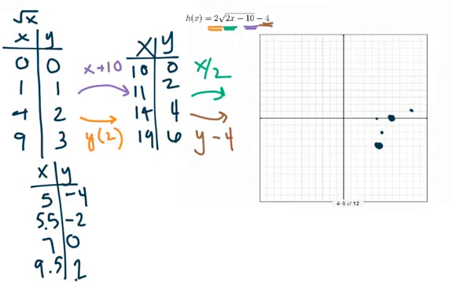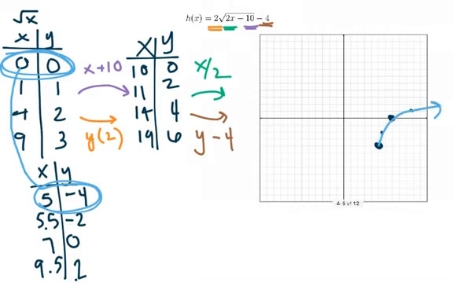Okay, so now we can, when we're connecting it, think about, again, as we have been, that this point was our starting point, right? A parent function, the parent function looks like that, roughly. 0, 0 is the starting point. Well, now the starting point is 5, negative 4. So I know that I start at 5, negative 4, and that's how I connect my points on my graph. And the graphing part is done. Now I just have to do domain and range.